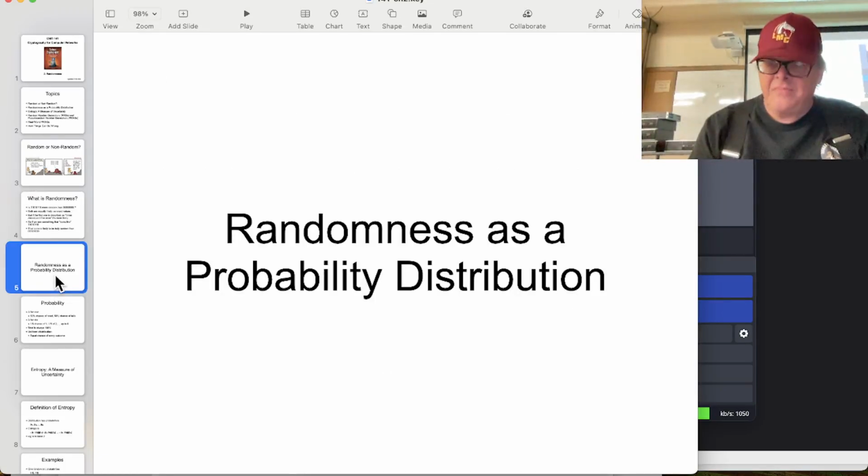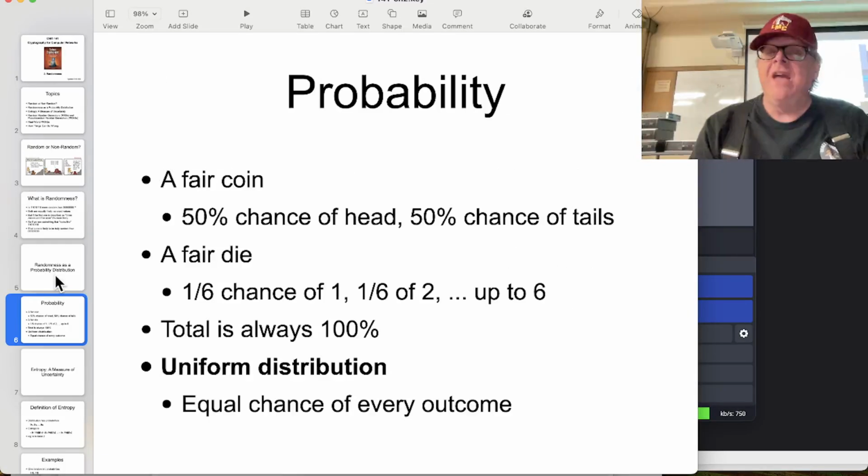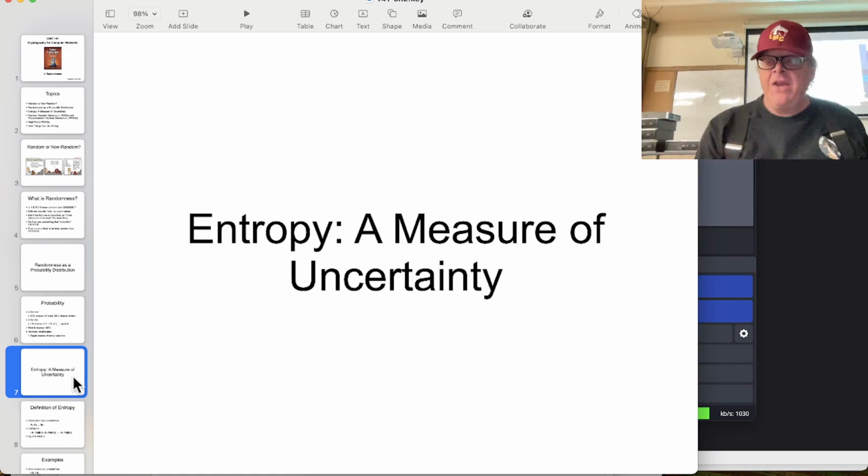So you can measure it as a probability distribution. If you have a fair coin, you have 50% chance of heads and 50% chance of tails. A fair die, you have a 1/6 chance of each of the 6 sides, and so on. So that's a uniform distribution where you have an equal chance of every outcome. And so you can mathematically measure this with entropy.